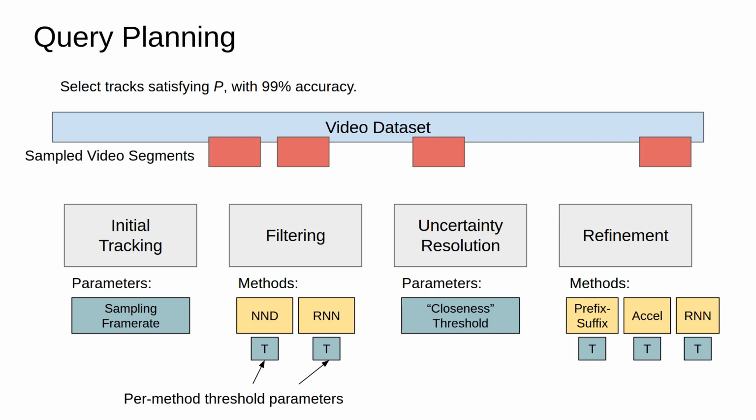Filtering and refinement each expose several methods that the planner must choose from, and each method has a single threshold that again offers a speed accuracy trade-off. For those stages, we compute thresholds for each method or combinations of methods to recover 99% of the tracks accurately, and then we choose the method or the combination that has the highest speed.